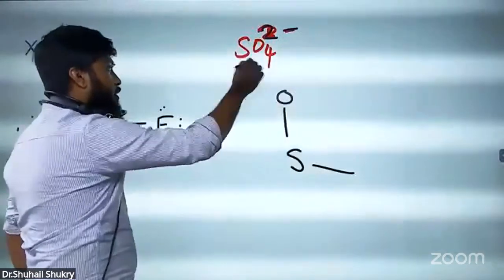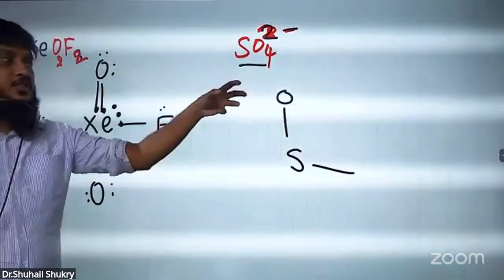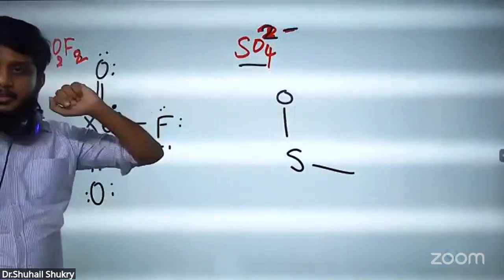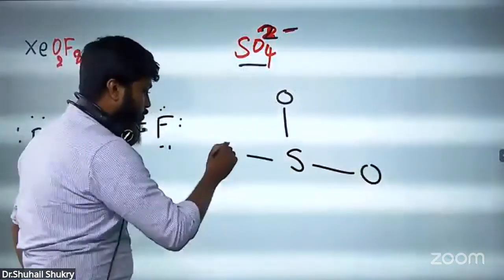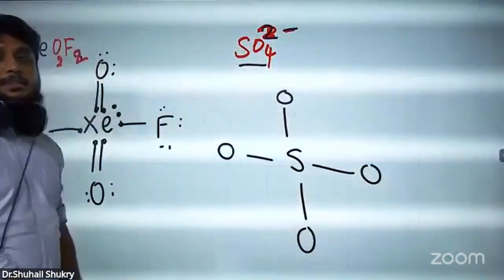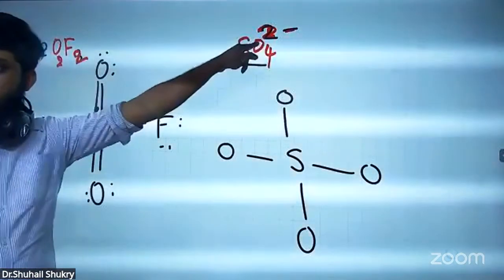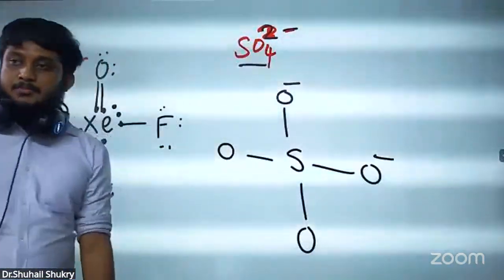We call this one oxoanions. Oxoanions mean the anions which have oxygen. So there are 2 minus charges. This is the basic structure around sulfur. There are 4 oxygens connected like this. Now I have to fill the bonds. There are 2 minus charges. Then 1 minus charge on this oxygen, other minus charge should be on this oxygen.